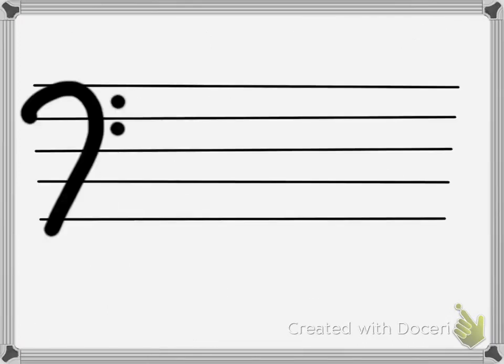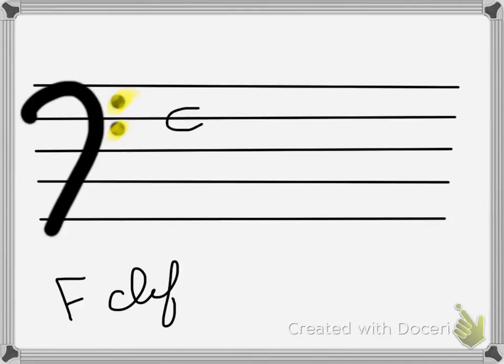Now at the beginning of every piece of cello or bass music this year, you will see this symbol called a bass clef. It's also called the F clef because this clef shows you where F is. These two dots surround this line, you can see, and that line is where the note F is. So this note right here would be called F.